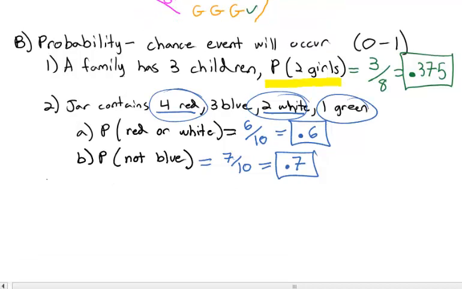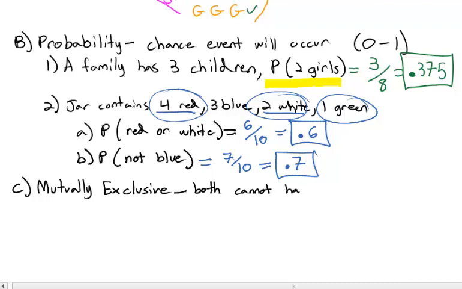So we're going to try and make our probability problems for this course a little more interesting than just 6 out of 10. To do that, we have to set up a little bit of vocabulary. First, we're going to talk about this thing called mutually exclusive events. Two things are mutually exclusive when they cannot happen at the same time.